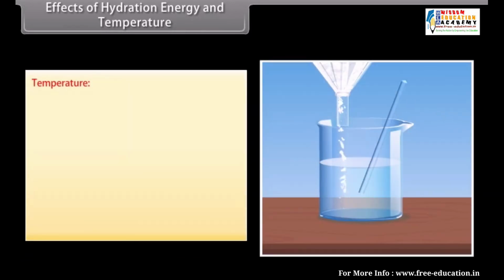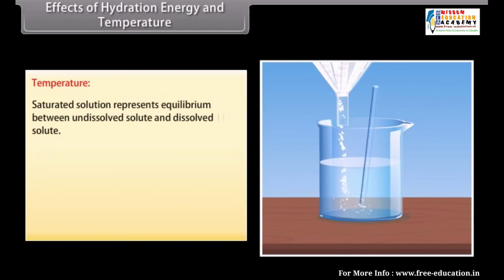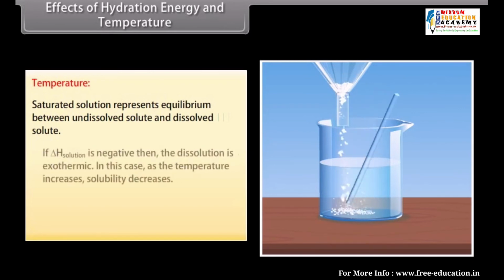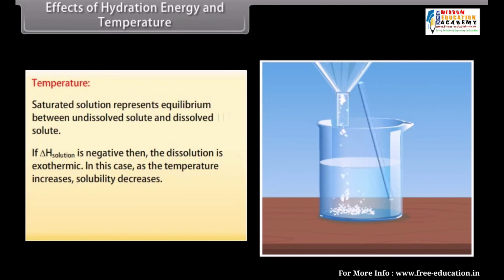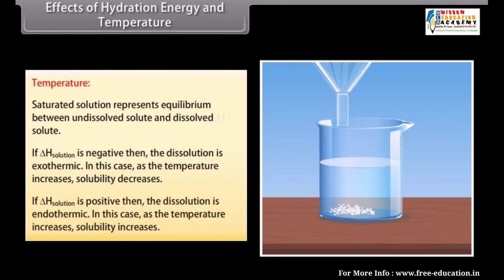Temperature. A saturated solution represents equilibrium between undissolved solute and dissolved solute. If delta H of solution is negative, then the dissolution is exothermic. In this case, as the temperature increases, solubility decreases. If delta H of solution is positive, then the dissolution is endothermic. In this case, as the temperature increases, solubility increases.